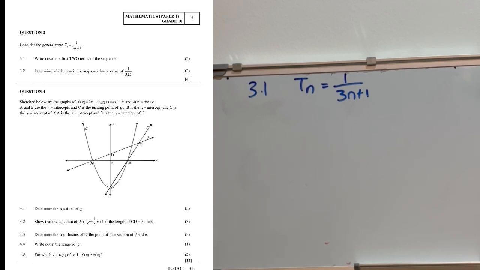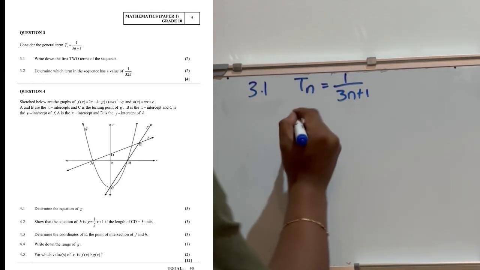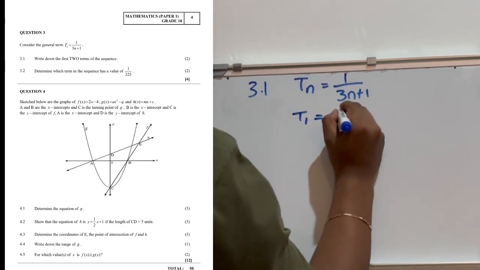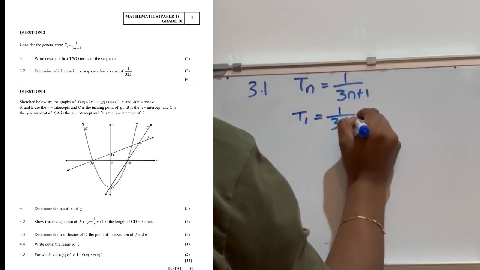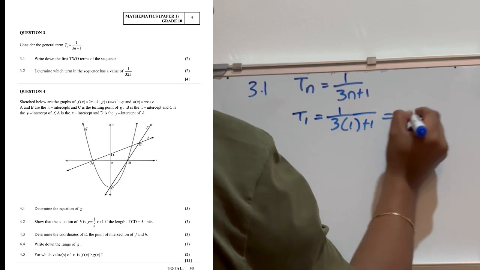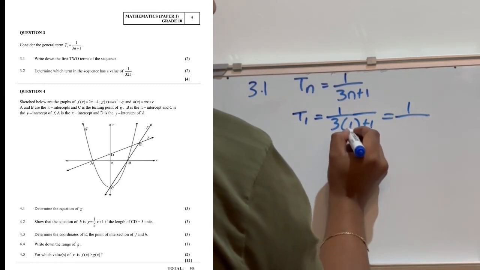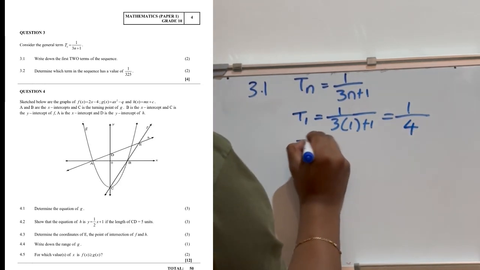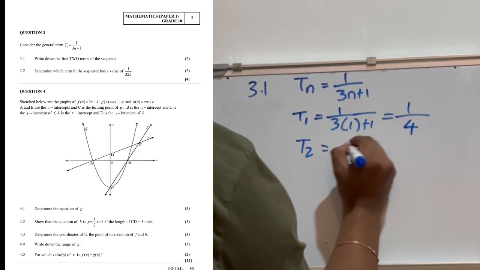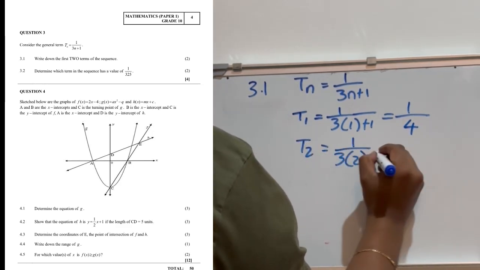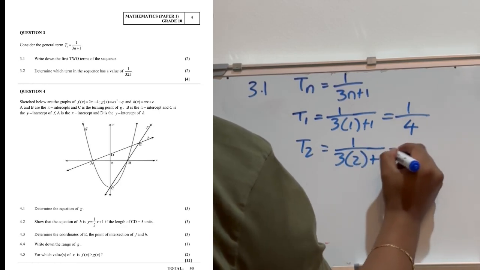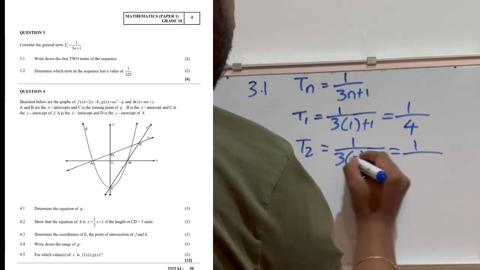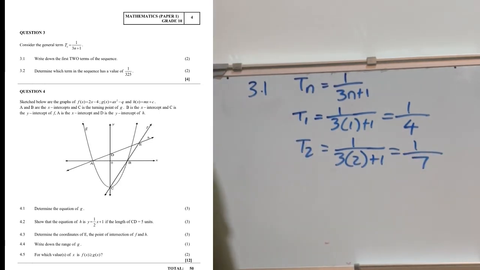So they say write down the first two terms of the sequence. The first term will be t1, so that's 1 over 3 times 1 plus 1, so that is 1 over 3 times 1 is 3 plus 1 is 4, so that is 1 over 4. t2 is 1 over 3 times 2 plus 1, that is 1 over 6 plus 1 is 7.